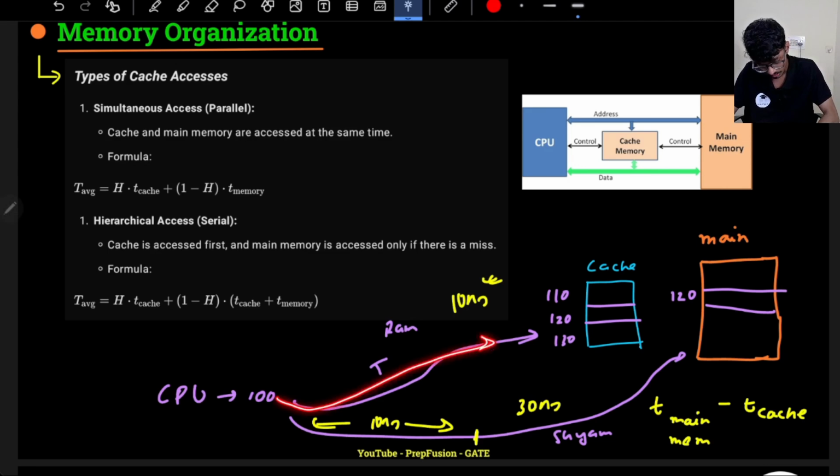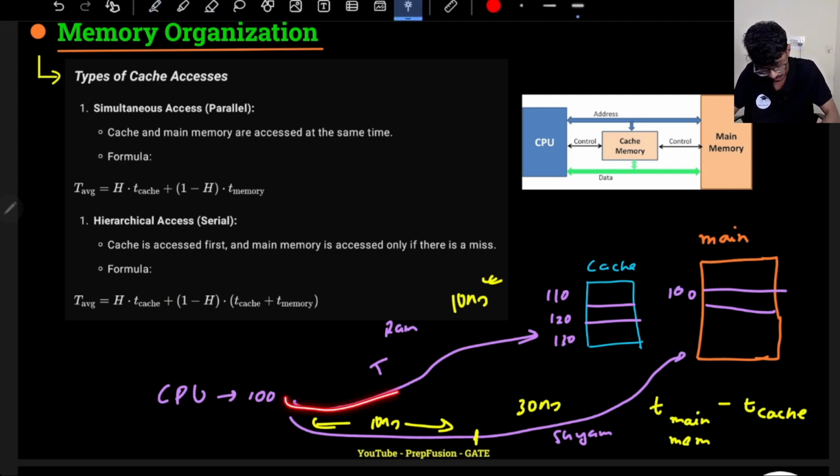First RAM will go, it will take its 10 nanoseconds. Let's say I want memory location 120 and it is present in the cache, it will give it back to the CPU. So this part is the same, this part will not change. But what will change? Let's say I wanted the location 100. Now what will happen? If I wanted the location 100, it is present only in the main memory.